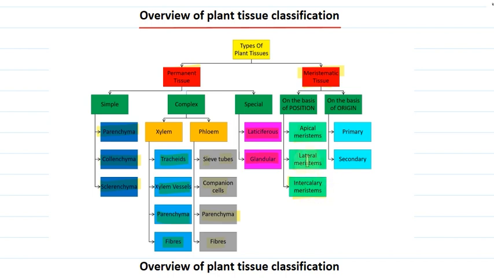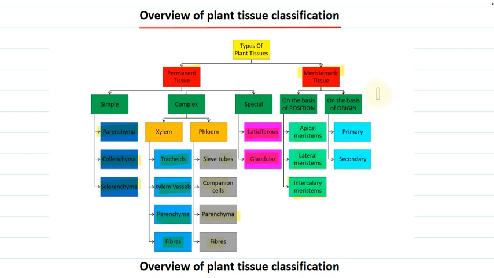Then there are lateral meristems. Lateral meristems are responsible for increasing the girth of the plant. So these are the three types of meristems based on the position where they occur.